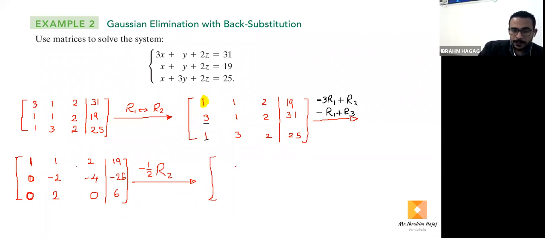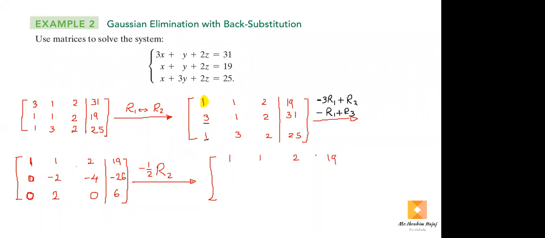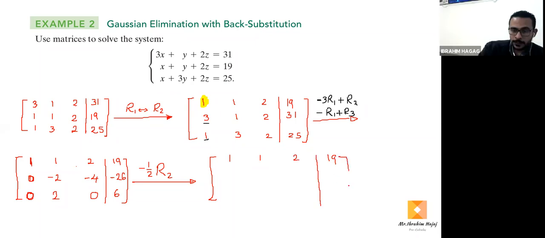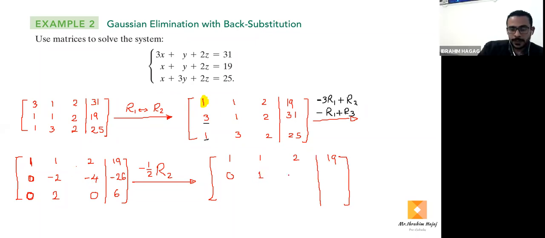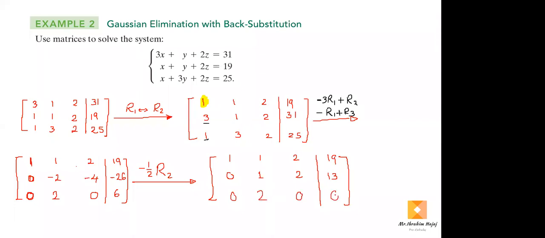When we do this, guys, we have 1, 1, 2, 19. The first row stays the same. We go to the second row. 0 times negative half is 0. Negative 2 times negative half is 1. Negative 4 times negative half is 2. Negative 26 times negative half is positive 13. And the third row here, 0, 2, 6.